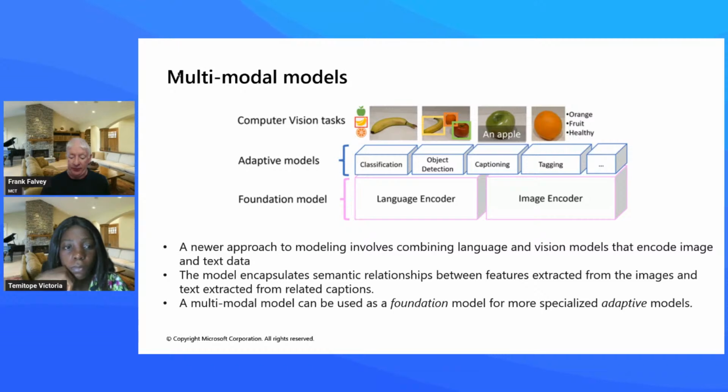Florence is an example of a foundation model. In other words, a pre-trained general model on which you can build multiple adaptive models for specialist tasks. For example, you can use Florence as a foundation model for adapting models to perform image classification, that is, identifying which category the image belongs to. Object detection is locating individual objects within an image, captioning is generating appropriate descriptions for images, and tagging is compiling a list of relevant text tags for images. So that's that slide.